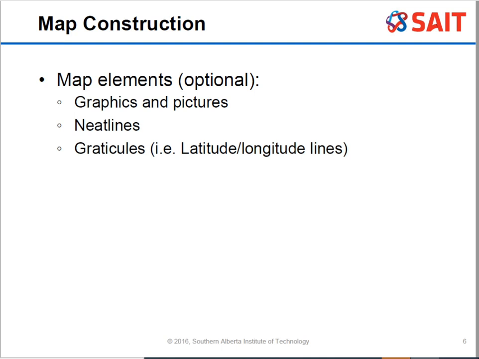There's also graticules, which is showing the latitude and longitude lines. Depending on what the scale of your map is, sometimes these are helpful, sometimes they're not.